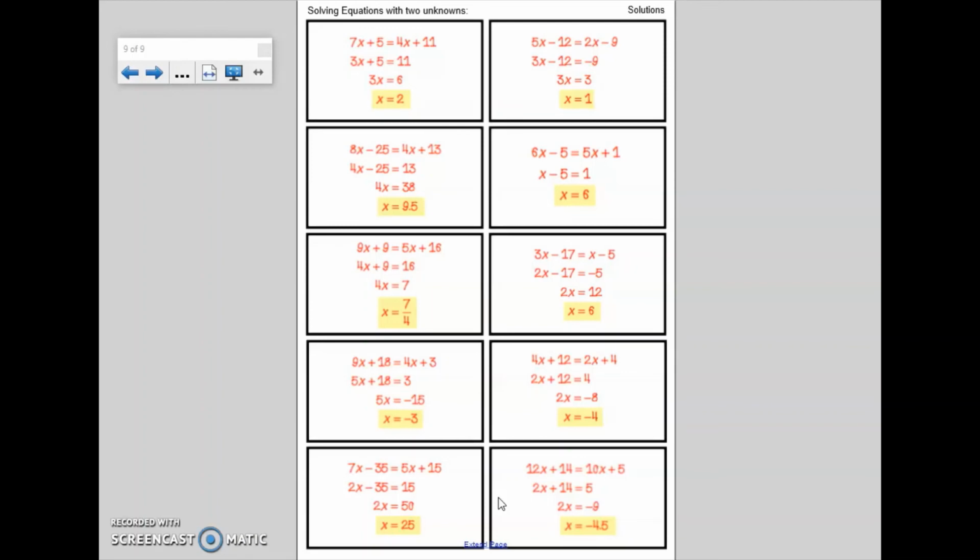Okay, could you take some time to mark up your answers, assess your work, reflect on any errors you've made, and make any corrections that are needed? If you got 10 out of 10 for this task, that is excellent. That shows some very good understanding on the topic of solving linear equations with two unknowns.